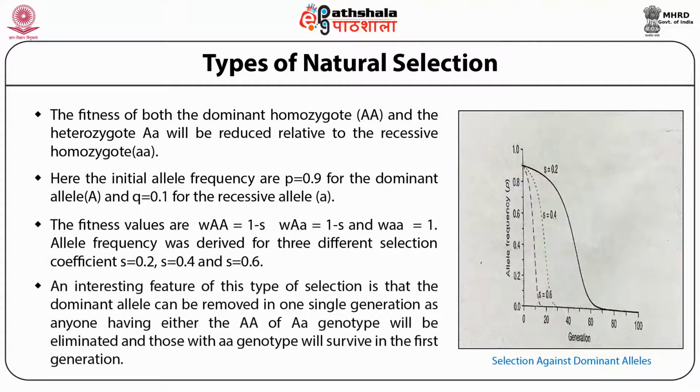An interesting feature of this type of selection is that the dominant allele can be removed in one single generation, as anyone having either the capital AA or capital Aa genotype will be eliminated, and those with the small aa genotype will survive in the first generation.